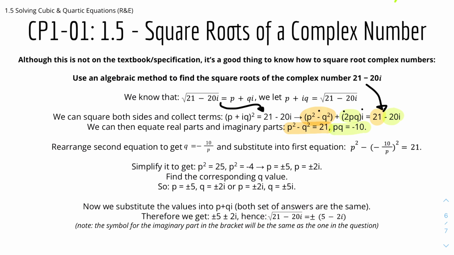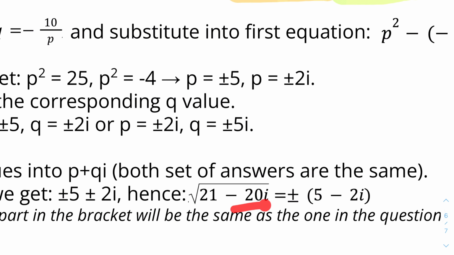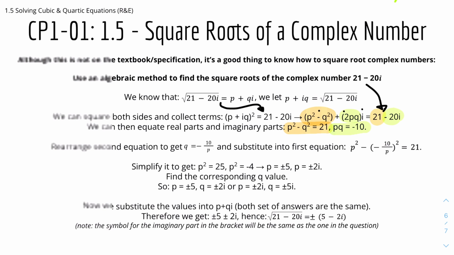So now we can substitute the values into p plus qi, and we can use either set of answers because they both give the same answer. So therefore we will get plus or minus (5 minus 2i), because you just use this p plus iq. Hence, the square root of 21 minus 20i equals plus or minus (5 minus 2i). And it's important to note that the sign of the imaginary part inside the bracket is the same as the sign of the imaginary part in the original question. And that's the final answer for how you would find the square root of a complex number.